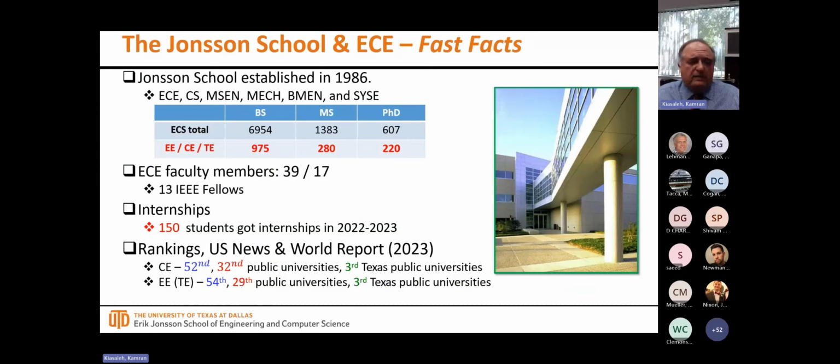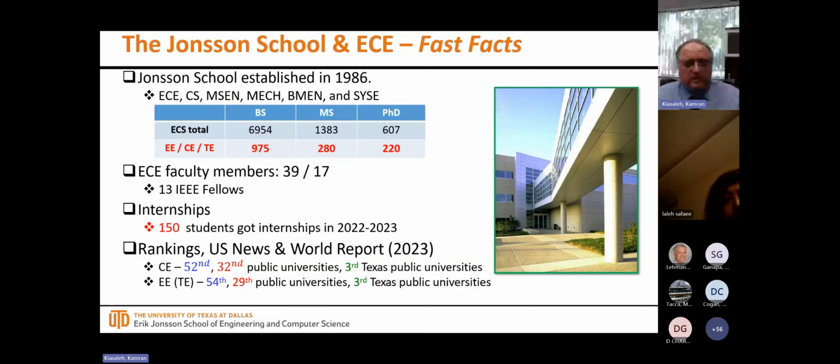We have 975 students in BS, 280 masters, and 220 PhD. And we have 39 faculty, 13 of whom are IEEE fellows. But internship numbers, this is for 2022, 2023. We have 150 students who got internship. Now, again, remember, this is just for 1 year. There are students in the previous years that are continuing with internship. So we have a significant number of students doing internship.